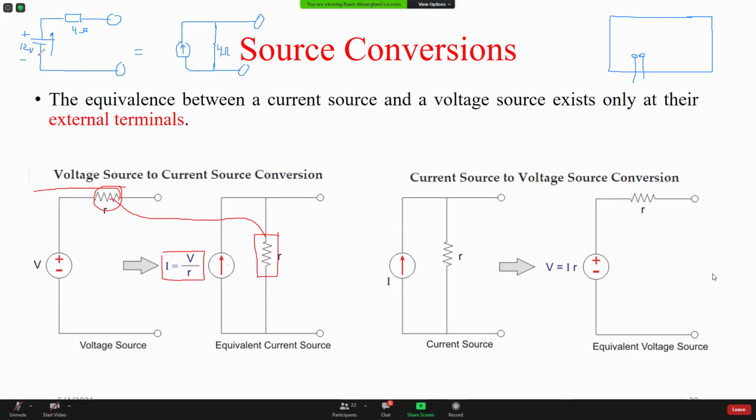Polarity like that will give me current going up. Polarity reversed is going to give me current going down. But what is the value of the current? 12 divided by 4 gives me a current of 3 ampere. So these two sources are equivalent to each other. It means if you take this source and connect it to a circuit, or you take the other source and connect it to the same circuit, you're going to get the same output, the same current and the same voltage coming out of the source. Is this okay so far?